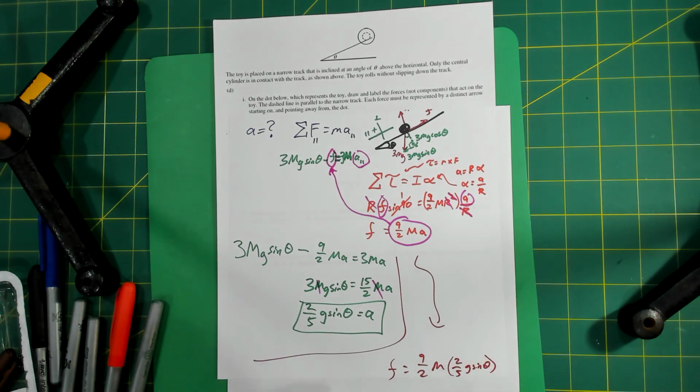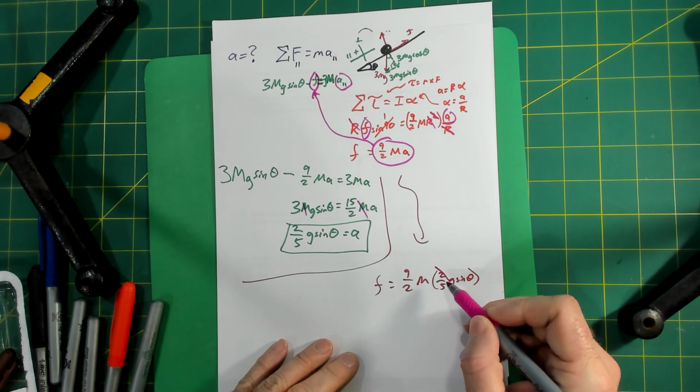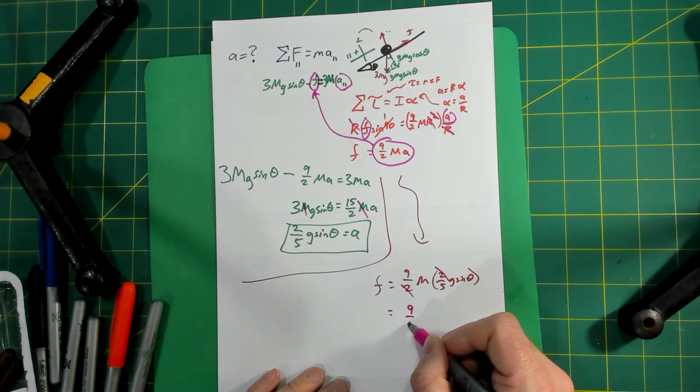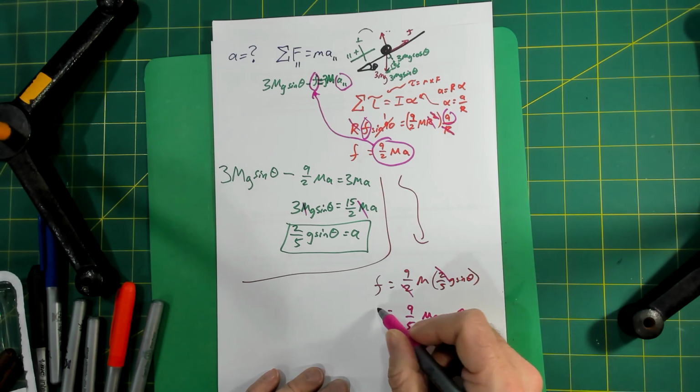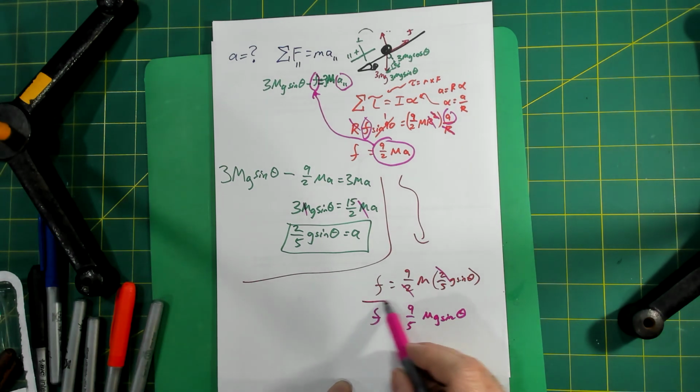And so you're like, okay, that's not bad at all. The 2's are going to cancel out. Well, bam. And so I'm going to have 9/5 mg sine theta from my friction force. And that's actually pretty dang fast to do because we already had an equation for friction all solved out, ready to go. So that was that.